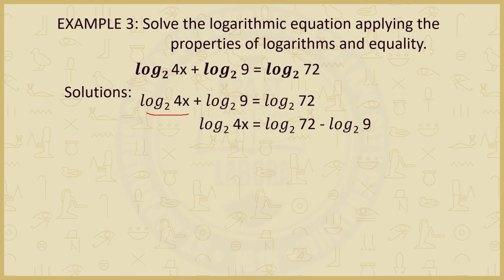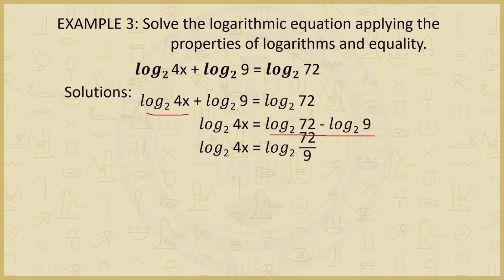And it will become the logarithm of 4x to the base 2 equals the logarithm of 72 to the base 2 minus the logarithm of 9 to the base 2. Now, this right side of the equation shows the difference of the two logarithms. So, we are going to use the quotient rule. So, in using the quotient rule, our equation will become the logarithm of 4x to the base 2 equals the logarithm of 72 divided by 9 to the base 2.